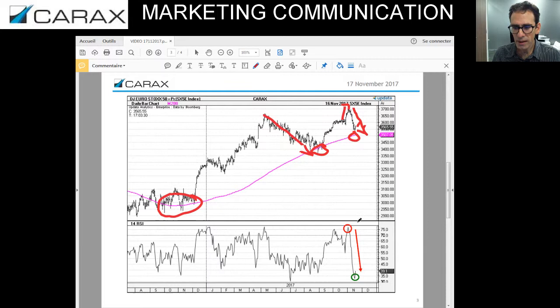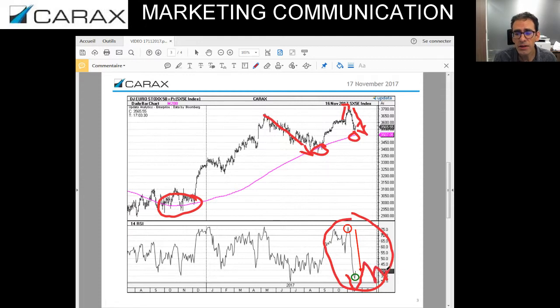Why? Because if you look at the 14-day RSI, it was massively overbought at the start of the correction, so a very strong overbought situation. It turned oversold 2 days ago, so on Wednesday. And I think what we are likely to see is a technical bounce from oversold condition, probably not the start of a big upside move.